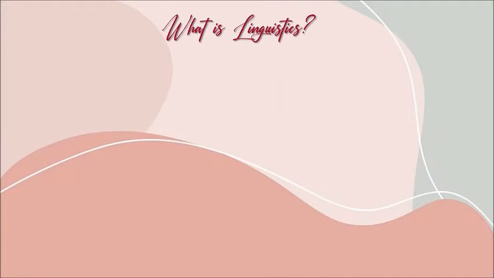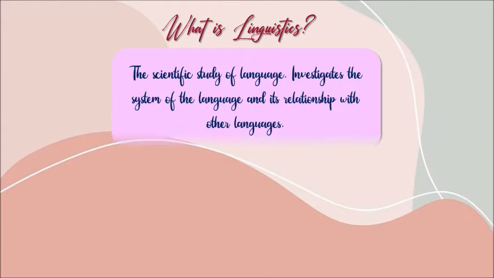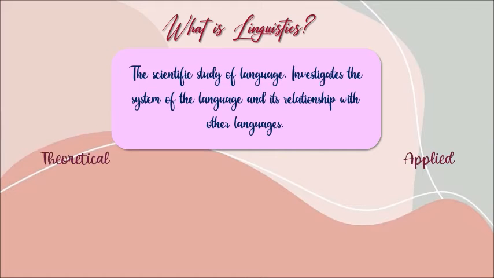So now that we know what a language is, we can jump into what linguistics is. So, what is linguistics? It is the scientific study of language. It investigates the system of the language and its relationship with other languages. We can make a distinction between theoretical and applied linguistics.